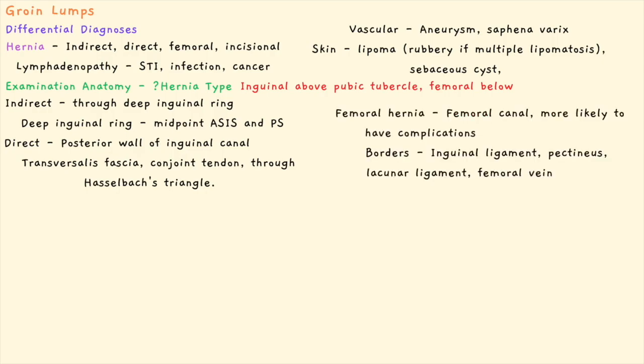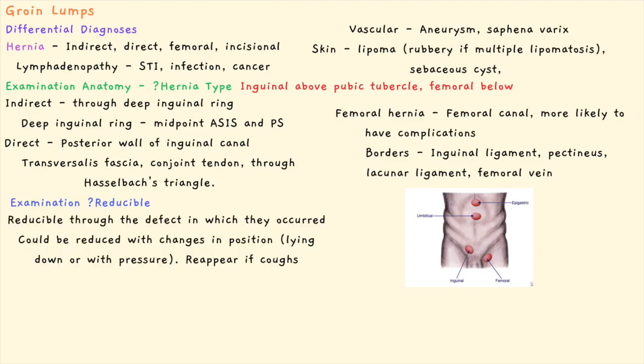Femoral hernias, remember, are below the pubic tubercle and go through the femoral canal, and these are more likely to have the complications we'll talk about. But the borders are the inguinal ligament anteriorly, the pectineus posteriorly, and then the lacunar ligament and femoral vein. This is a schematic, a nice simple diagram showing the different types of hernias. Umbilical hernias are usually more congenital related.